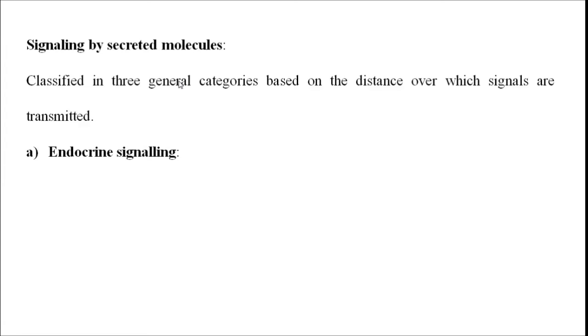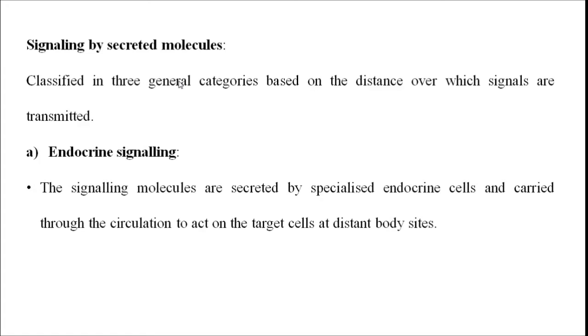In endocrine signaling, the signaling molecules are secreted by specialized endocrine cells and are carried through the circulation to act on target cells which are situated at distant body sites. That is, the signaling molecules are secreted by the cell and carried through the circulation to show their effect on the target cell, which is situated at a distant part of the body.